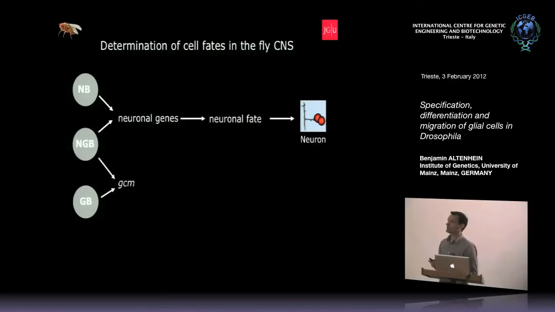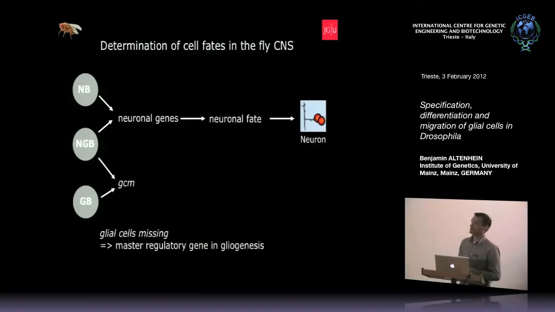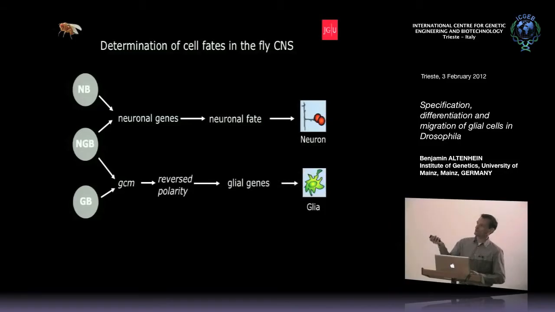And this is basically achieved by expressing a transcription factor called GCM, glial cells missing, which already tells you how the mutant phenotype looks, because in the mutant, glial cells are missing. That's where the name comes from. It's the binary switch, the master regulatory gene for glial cell development. GCM as a transcription factor then switches on downstream target genes, and the best characterized one is reverse polarity, which you've already seen. Repo, and this then will lead to further activation of glial genes and hence to the glial cell fate.